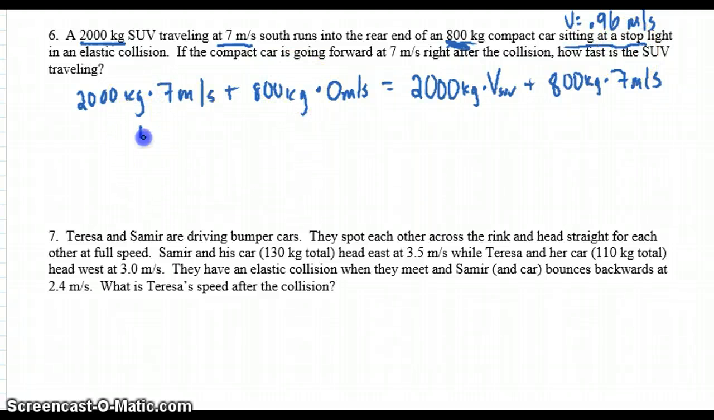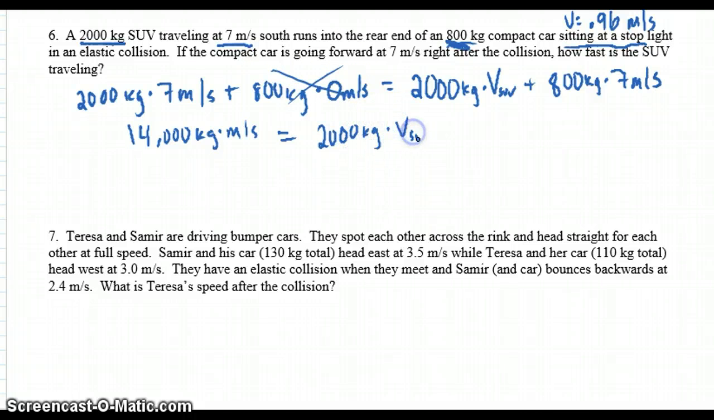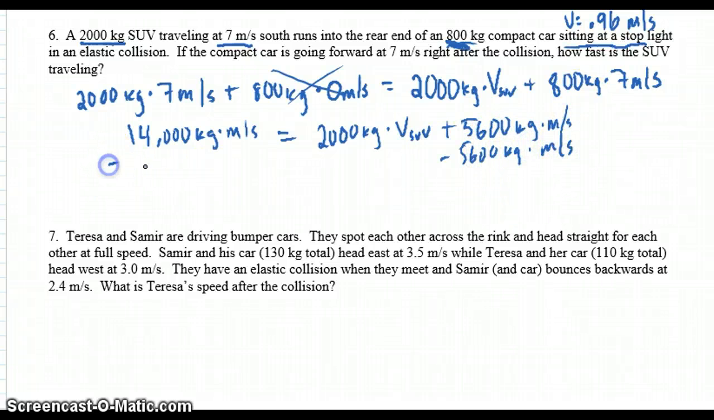So we'll simplify this. This is 14,000 kilograms times meters per second plus 800 times 0 is 0, so plus nothing, is equal to 2,000 kilograms times velocity of the SUV plus 800 times 7, 5,600 kilograms times meters per second. Subtract 5,600 kilograms times meters per second on both sides.